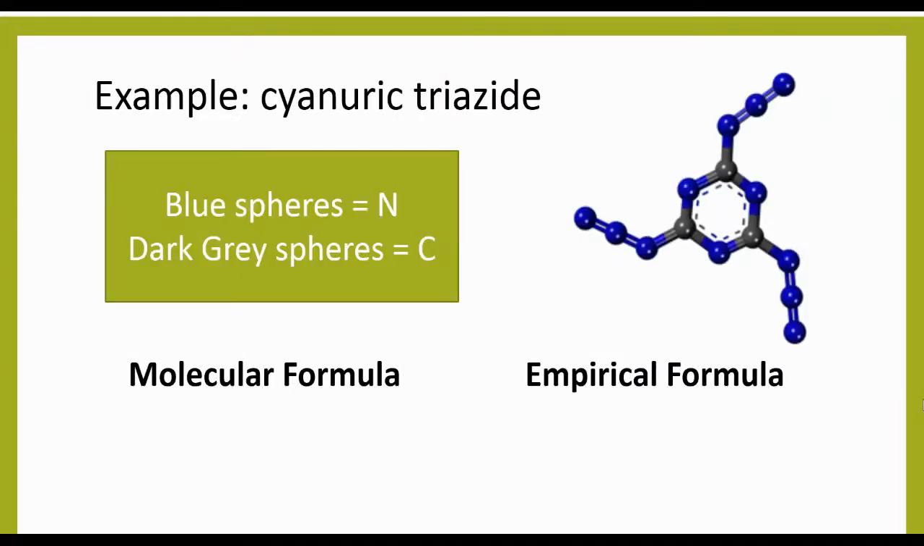Okay, so let's go ahead and work through an example. Here we have cyanuric triazide, which the molecule is shown here. The blue spheres are nitrogen atoms, and the dark gray ones are carbon atoms. So the molecular formula, remember that is the true formula. If I count it up, I have 3 gray spheres, and then I have 12 blue spheres. So the molecular formula is going to be C3N12. Now the empirical formula, remember that is the reduced form, or the reduced lowest whole number ratio. So that one would just be CN4, meaning for every 1 carbon atom, I have 4 nitrogen atoms.